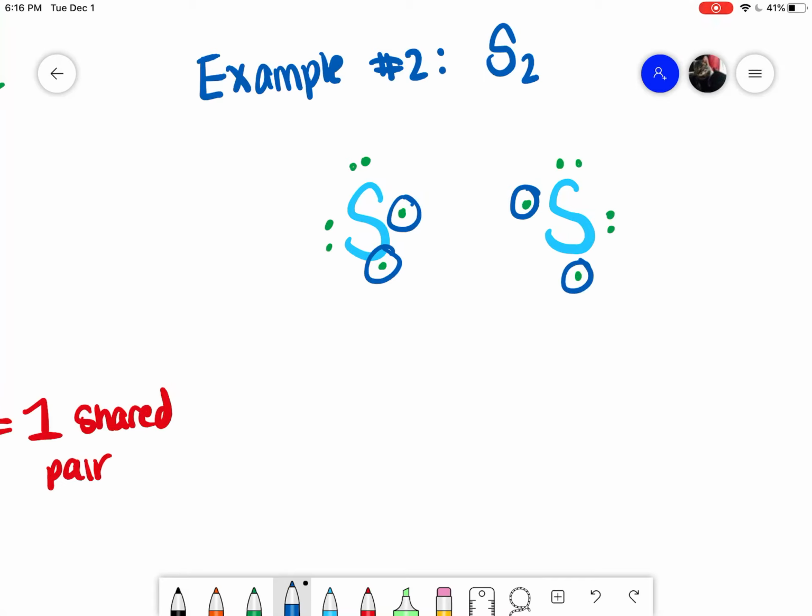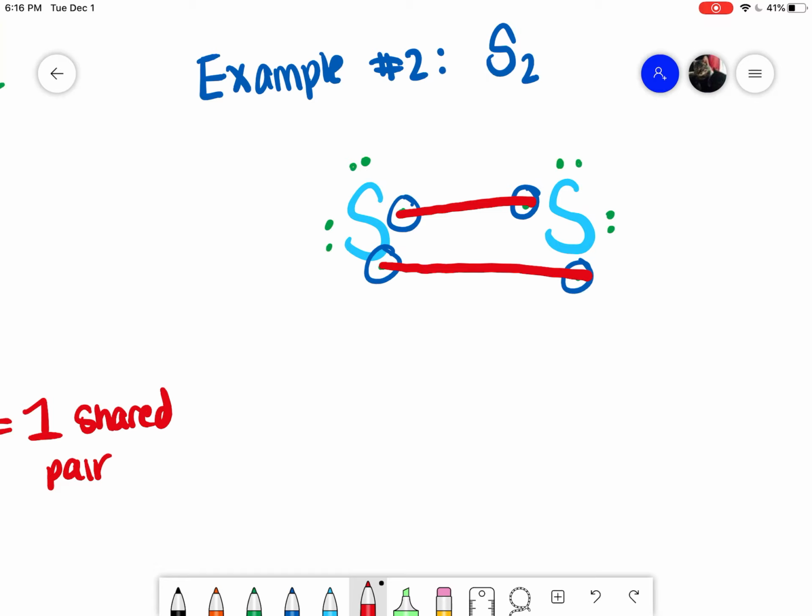And to create a shared pair, we need 1 from each. So we're just going to draw our line from here to here, and that creates 1 shared pair. And then from here to here, that creates another shared pair. And so we need to now check to make sure that there's 8 valence electrons for each sulfur, so that they have met the octet rule.